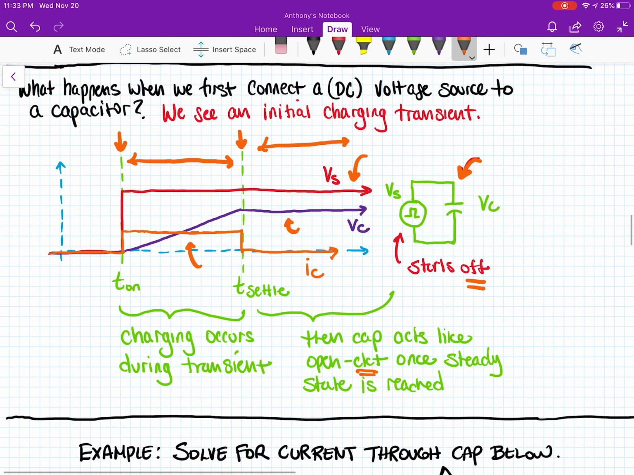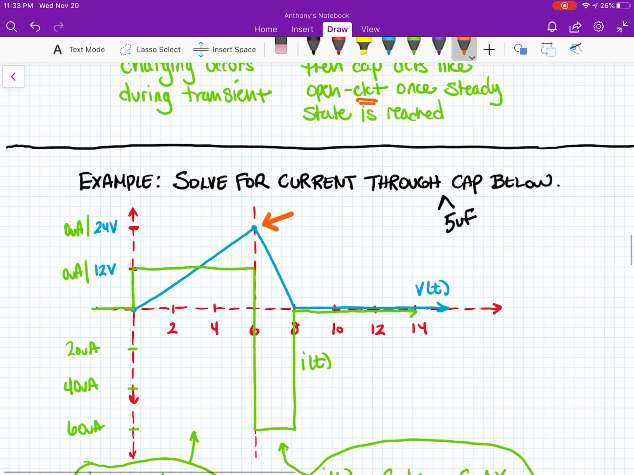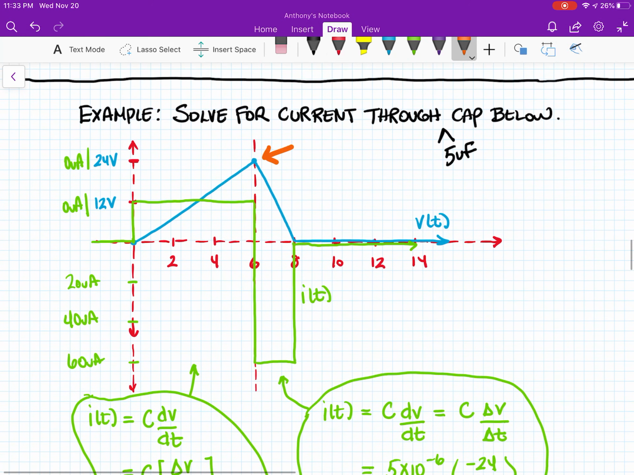So just something to keep in mind, that when we talk about the capacitor acting like an open circuit for DC problems, that is for steady state. And later on in this class, we are going to talk about transients in a little bit more depth. So as with many things in this class, we are going to jump into an example, and it's going to help us to illustrate some of the ideas.